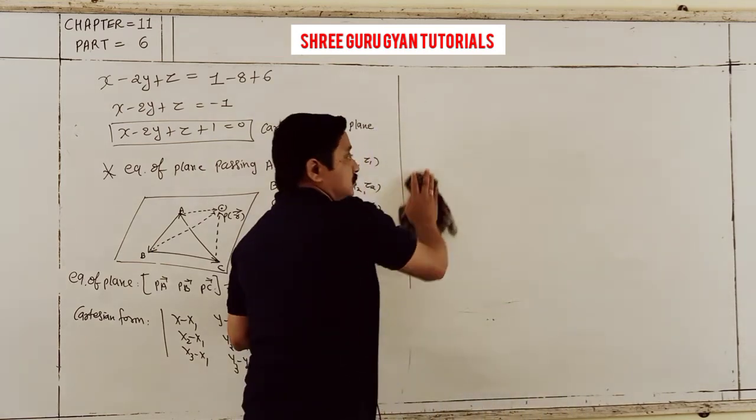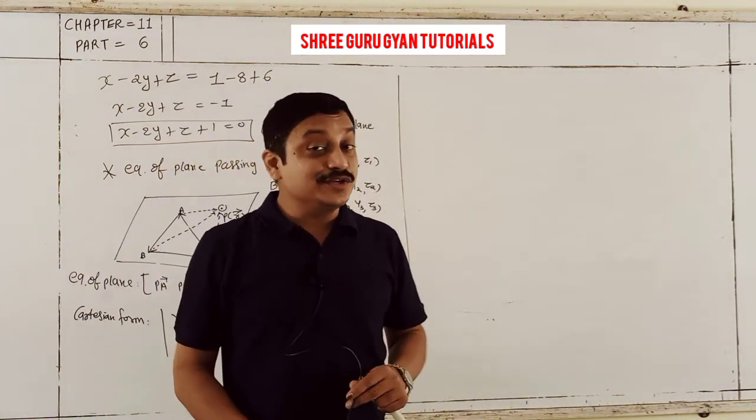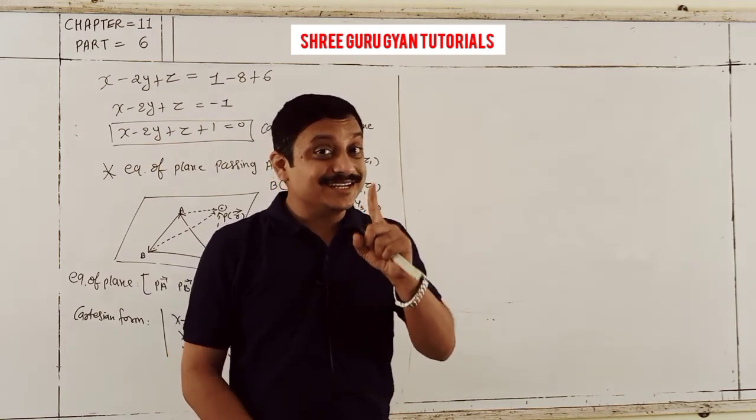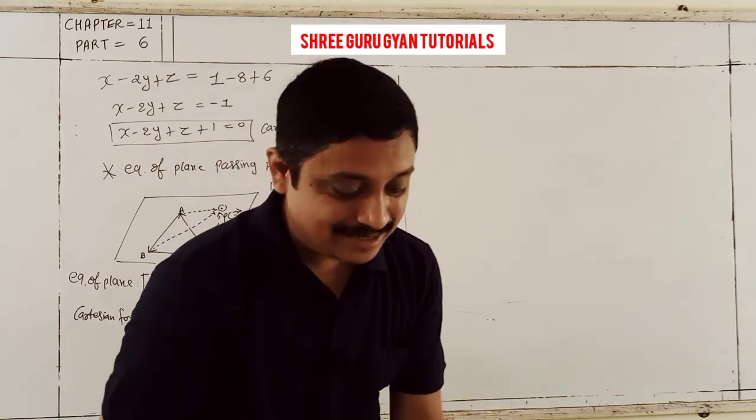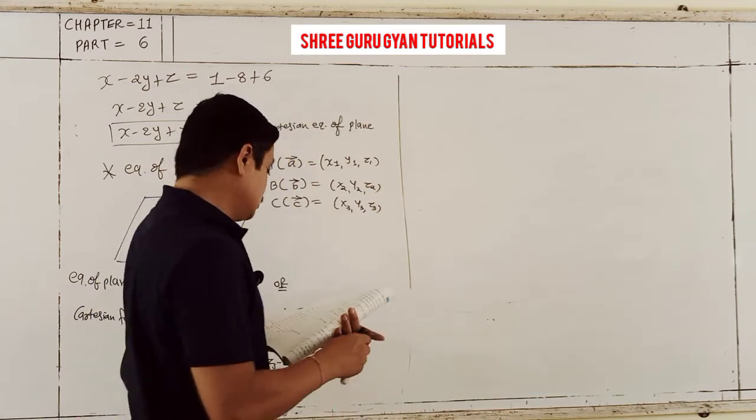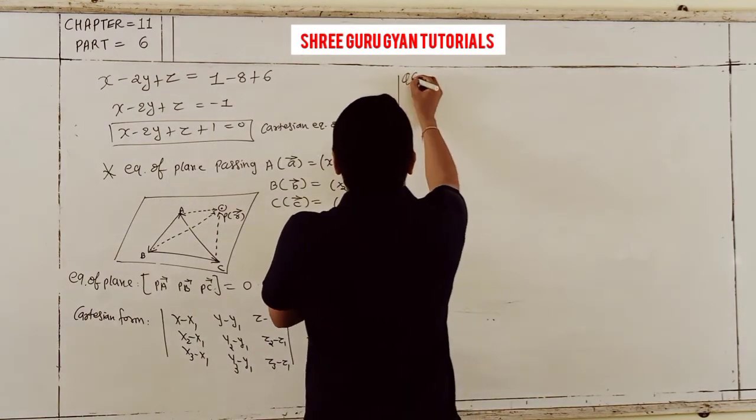Passing through given 3 points, but necessarily you will check first whether the points are non-collinear. Then they are available. So question 6.